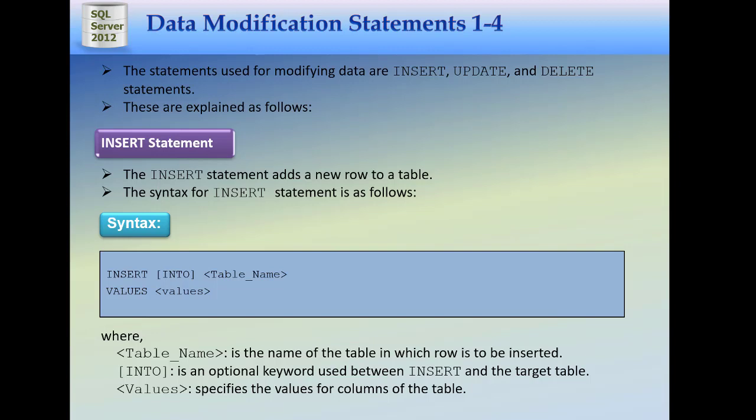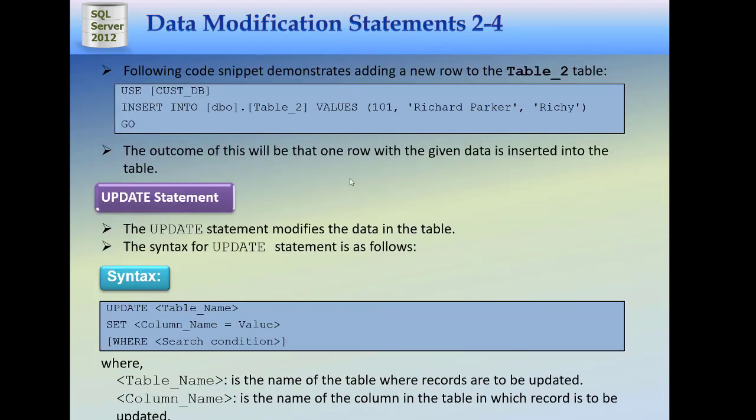Table name is the name of the table we want to insert data into. The into statement is an optional keyword used between the insert statement and the target table. Values is now the actual details you want to insert in that particular table. We have this example. Use that. Then now we'll have to create this table very quickly. Then now we can insert the details. Let's do this.